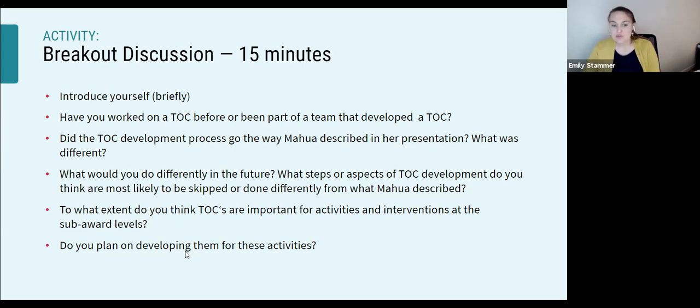We want to ask you to introduce yourself just briefly, talk about whether or not you've worked on a TOC before, how the process went, maybe what you would do differently, and then maybe talk a little bit about how we might use theories of change for activities or interventions at the sub-award levels, at the lower levels, and whether or not you plan on developing them for these activities.